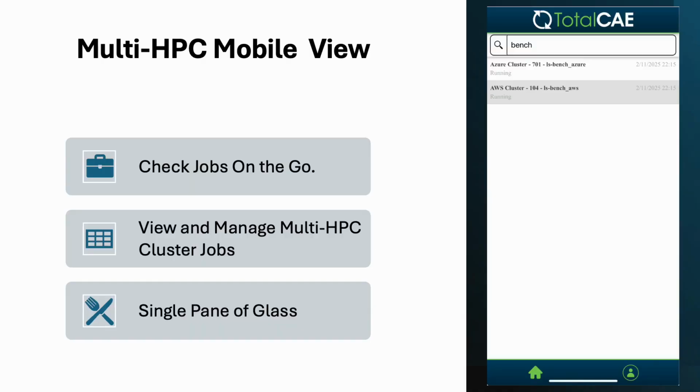Same thing on our mobile app. You can see all the clusters on mobile. You could search through it. You can monitor the jobs, and do quick job management if you are using our mobile app in the same way. It is Multi-HPC enabled.